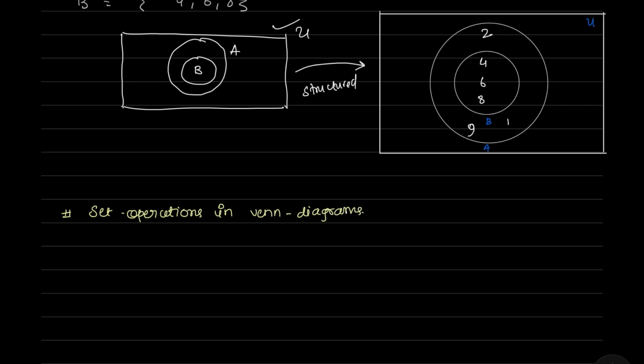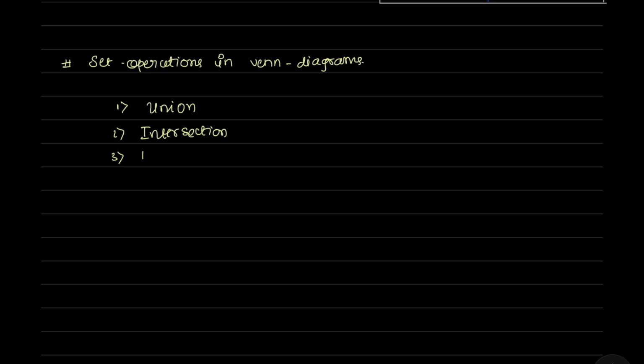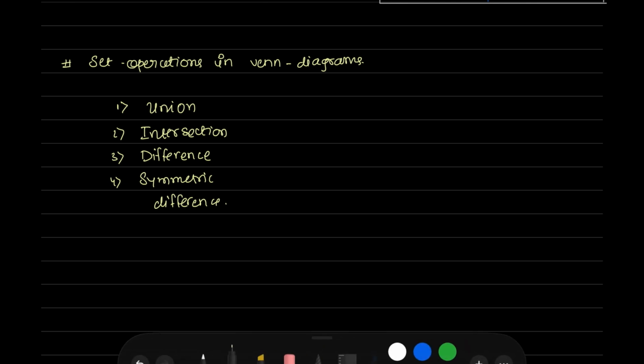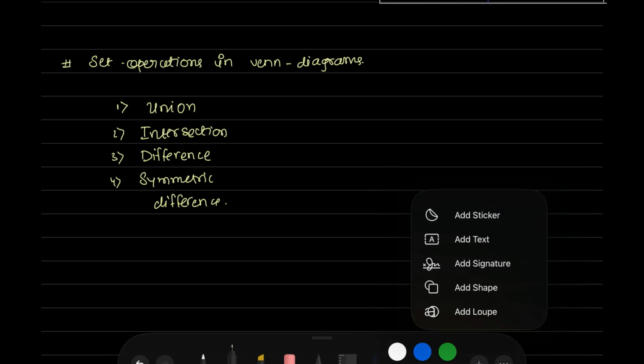The first one that we have is union. Then we will see intersection. Then we will see difference. And finally, we will have symmetric difference. Alright, let's start one by one. Let me just make the set. We will use one universal set to understand this.